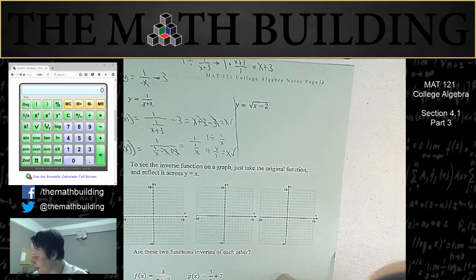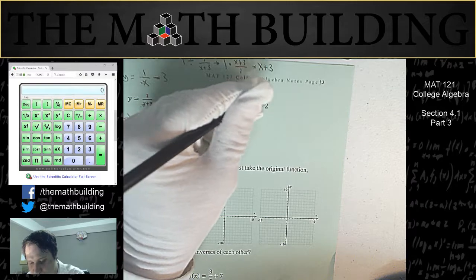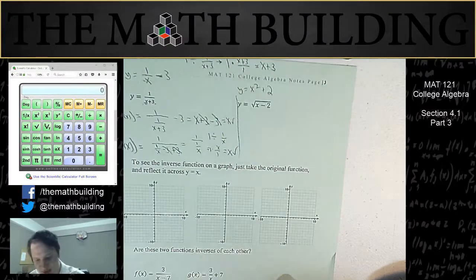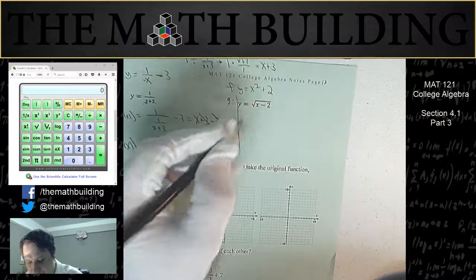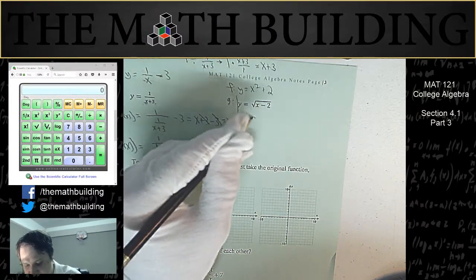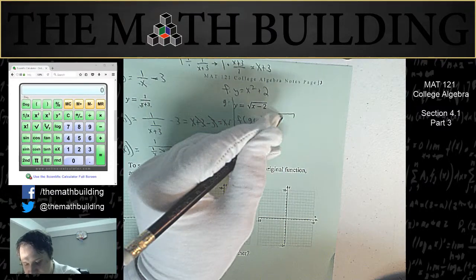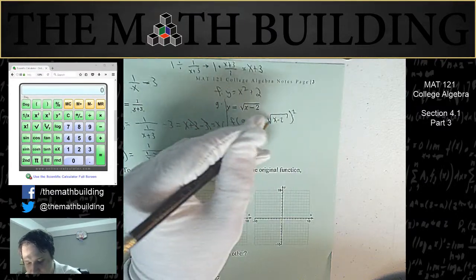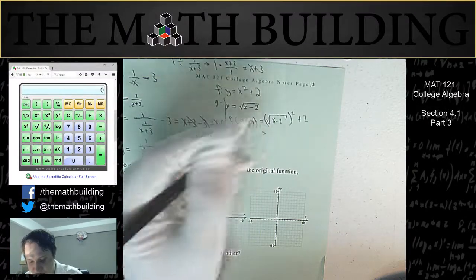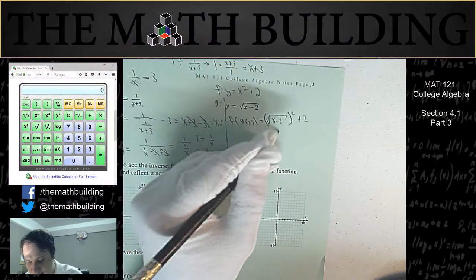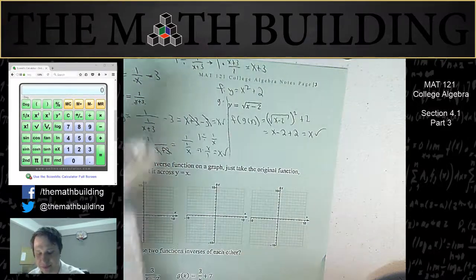Hopefully you paused the video and got the right answer. The inverse of this function was y equals x squared plus 2. And so let's do it. If this is f and this is g, it's going to be f of g of x. I'm going to do this pretty quick. That's going to be the square root of x minus 2, all of that being squared, plus 2. Square cancels the square root. We get x minus 2 plus 2, which equals x, just like we wanted.